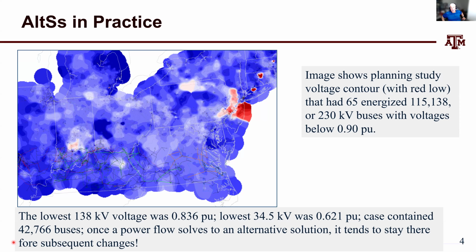Part of the reason why they didn't know it was because it was not affecting the footprint of interest, but it was still affecting the solution values. So the alternative solution here is shown in the areas in red where there were quite low voltages. So these things do occur. In a large case, you can easily get an alternative solution, and you may not know it.